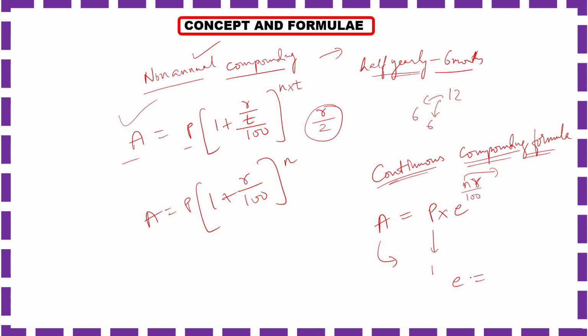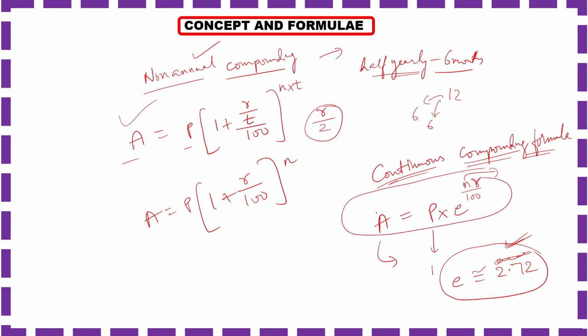approximately equal to 2.72. Most probably this value will be given in the examination, right? This will be described. In case it is not described, what will you do? So that's why just remember this. E is approximately equal to 2.72, okay. We will apply this one also. We will take an example. We will apply this formula also in this session itself, okay. So let's move on to the session.